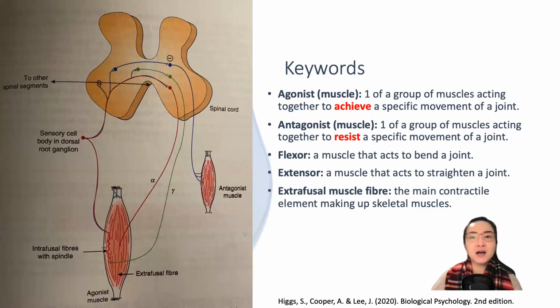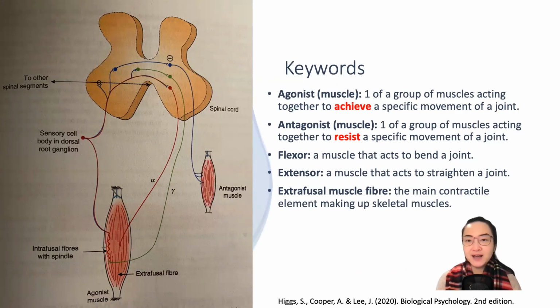Keywords. Agonist muscle is one of a group of muscles acting together to achieve a specific movement of a joint. Antagonist is the other way around. Antagonist is one of a group of muscles acting together to resist a specific movement of a joint.